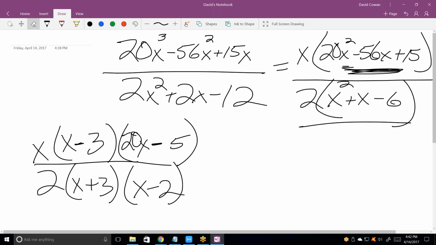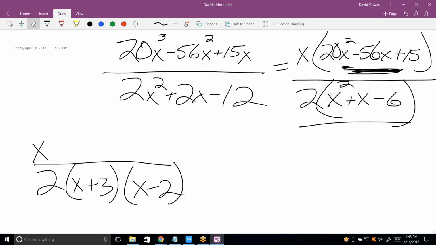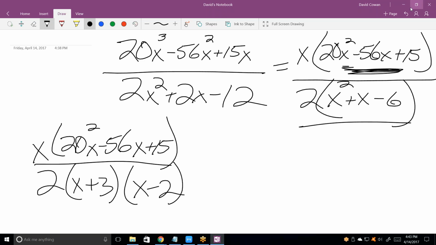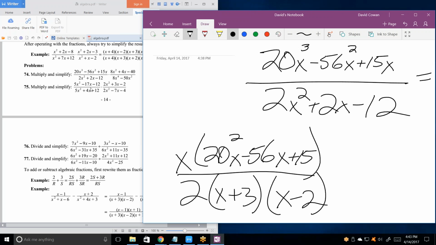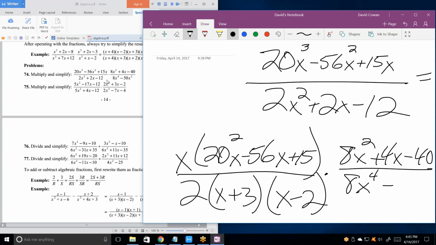So, let's see, what can we do? In other words, well, maybe that isn't supposed to factor. Let's leave it as a quadratic and do the rest of the problem. In other words, there's still more on the problem to do. It's times 8x squared plus 4x minus 40 divided by 8x to the 4th minus 50x squared.